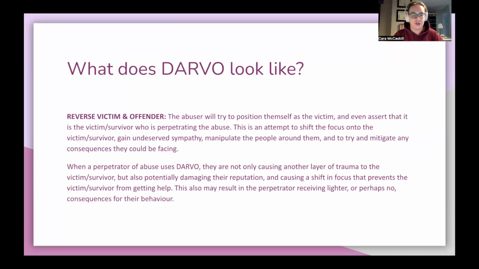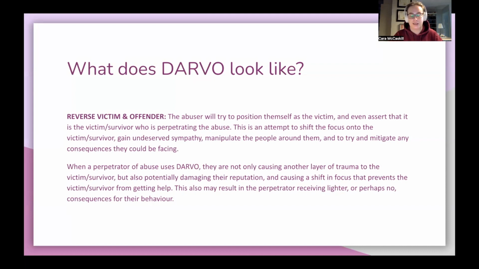They try to manipulate the people around them, whether that's members of the public or friends or family or members of the justice system. And then also to try and mitigate any consequences they could be facing, because if they make out like they're the victim in this situation, then there's a higher likelihood that they'll face lesser consequences.